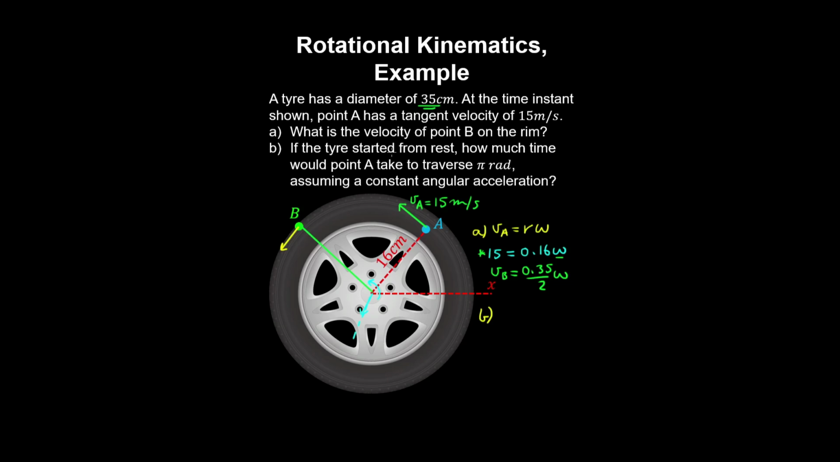Now in part B, if the tyre started from rest, how much time would point A take to traverse an angle of pi radians? And assume a constant angular acceleration. And we also know the angular velocity from the previous part of the question. So therefore we use the following equation from the big 5 kinematic equations for a uniform angular acceleration. And you'll be able to solve for the time.